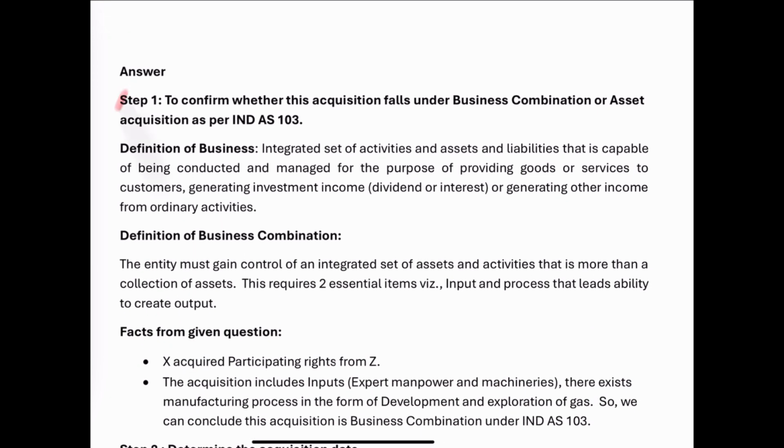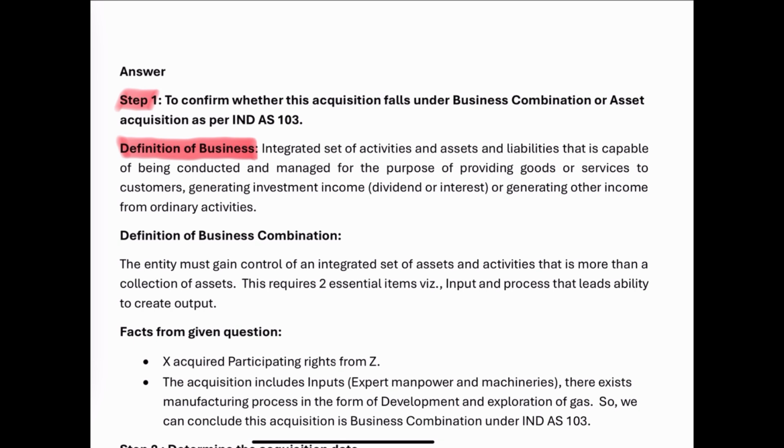As a first step, we have to confirm whether this acquisition falls under business combination or asset acquisition as per Ind AS 103. So let's go through. For this we need to refer to the definition of business under Ind AS 103 and the definition of business combination under Ind AS 103. First we'll go through the definition of business under Ind AS 103. This is a bit important. You'll have to remember this definition.